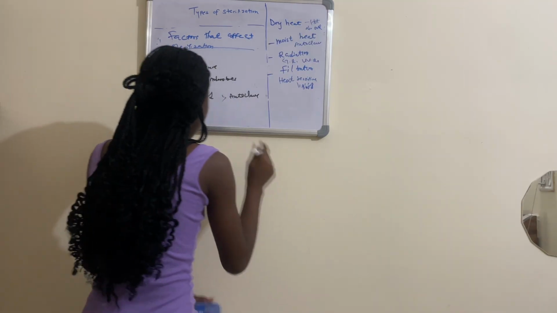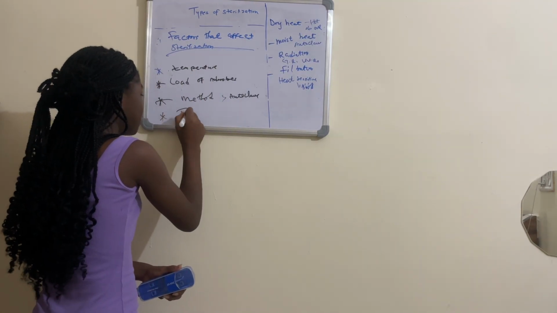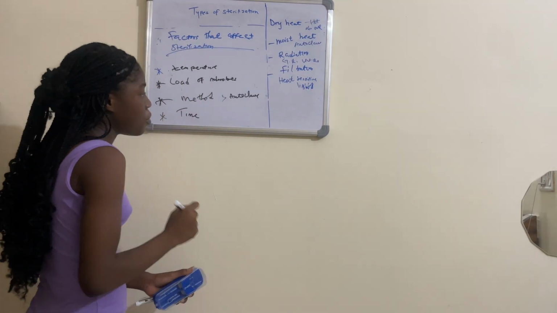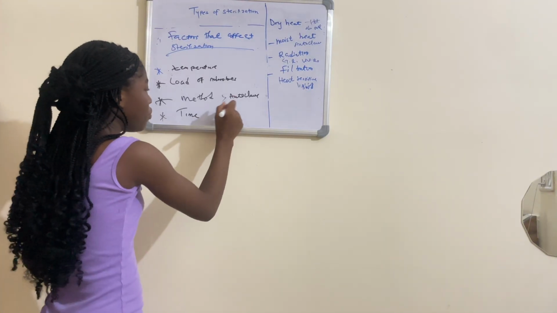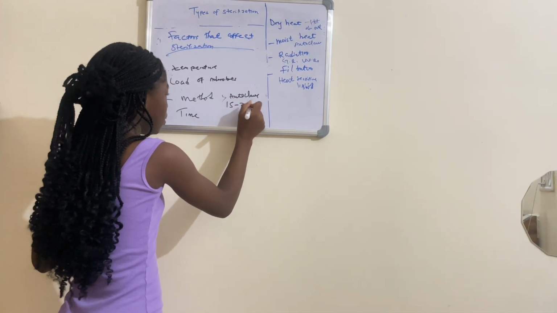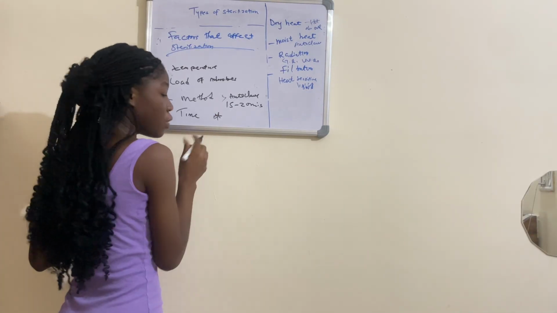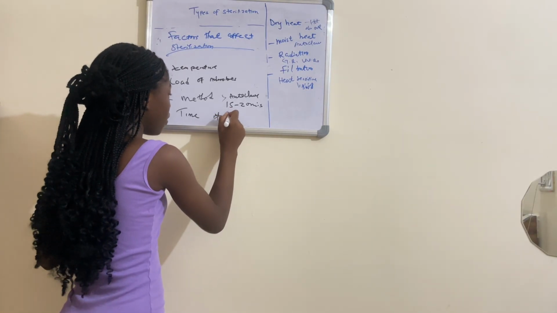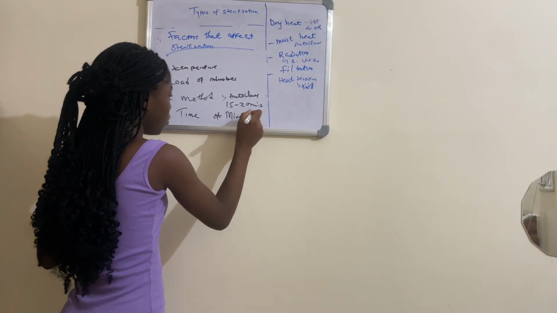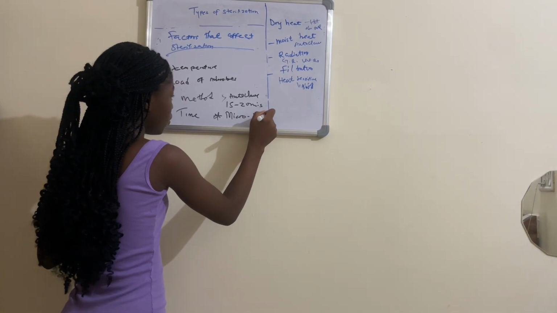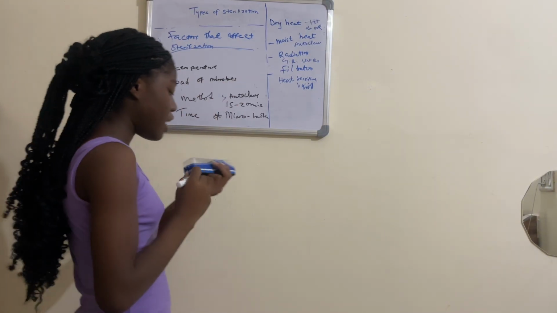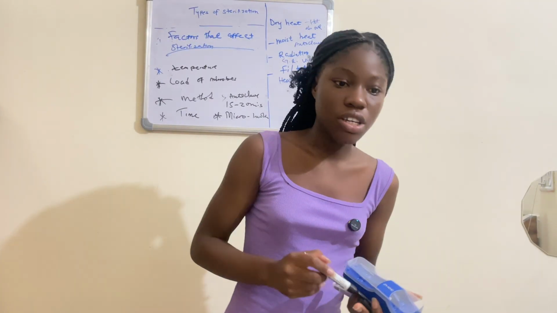Then there is the time taken to sterilize that material, right? Remember, for example, for the autoclave we have 15 to 20 minutes. And the nature of the bacteria, the microorganism involved, right? So these are the factors that affect sterilization.